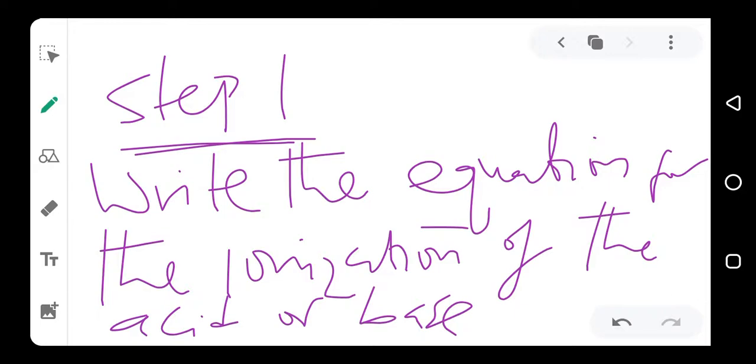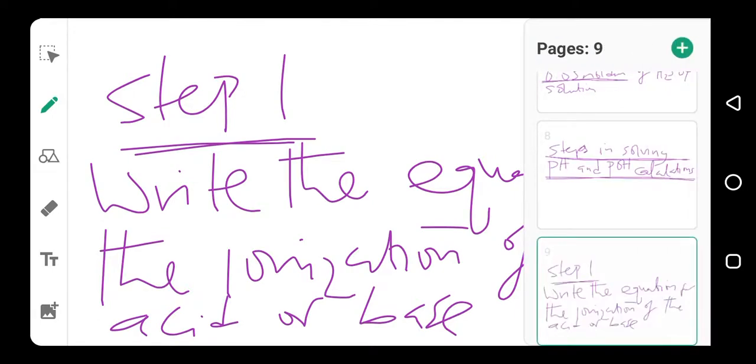So the first step in solving their calculations is to write the equation for their reaction, which is always an ionization equation. In an ionization equation, ions are produced.